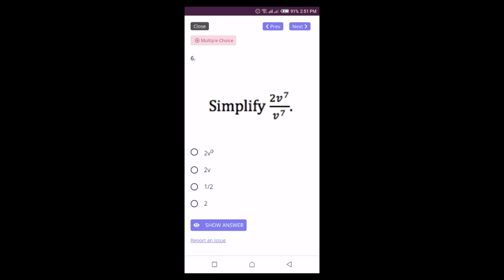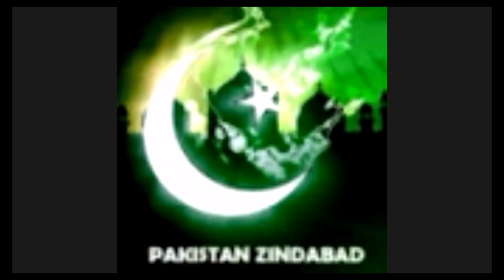And how did you solve that? Surely you have done it like this: 2v raised to the power 7 minus 7 would be 2v0. 2 into 1 is equal to 2. Good, very good. Excellent, Aisha. Very good. Okay, so move to the next one.